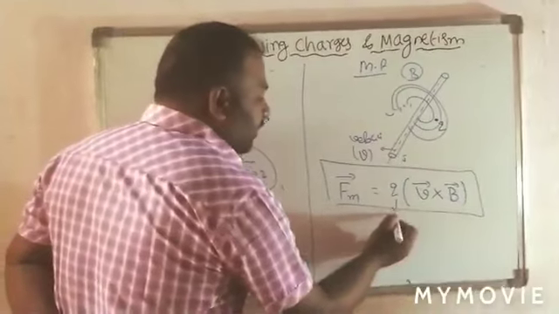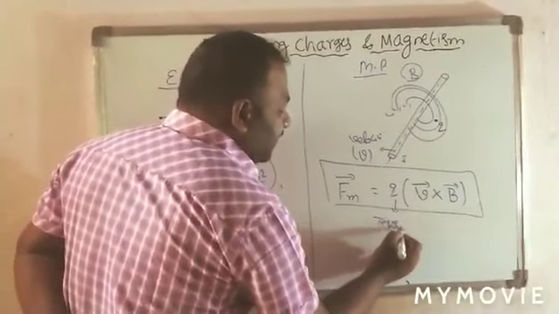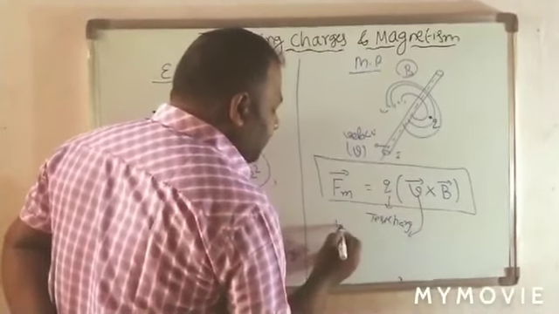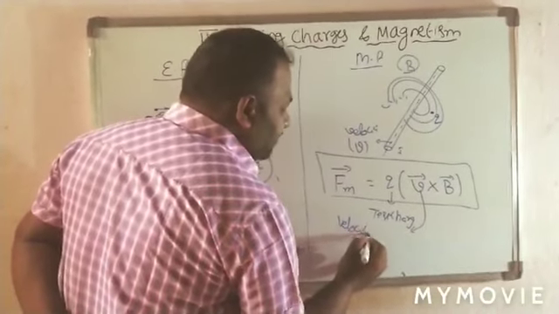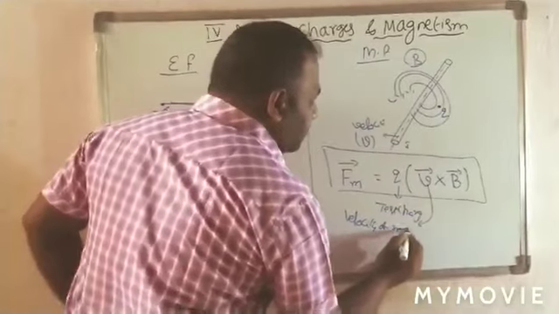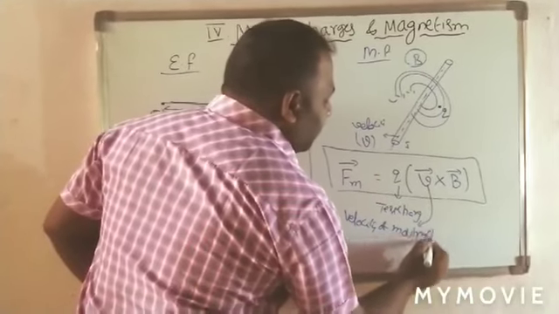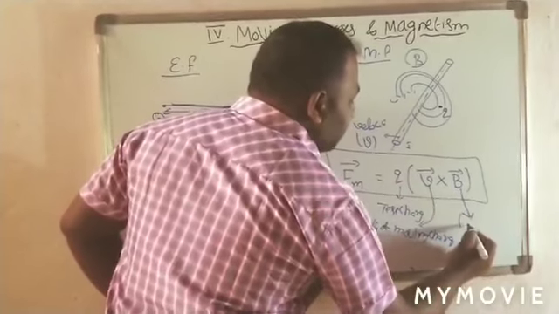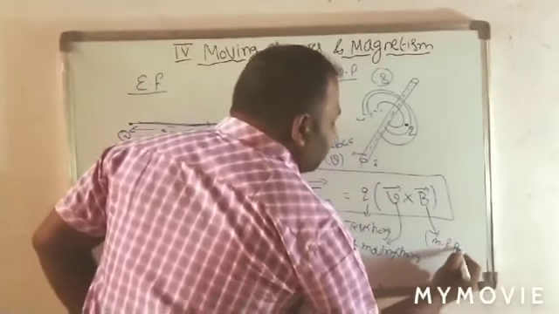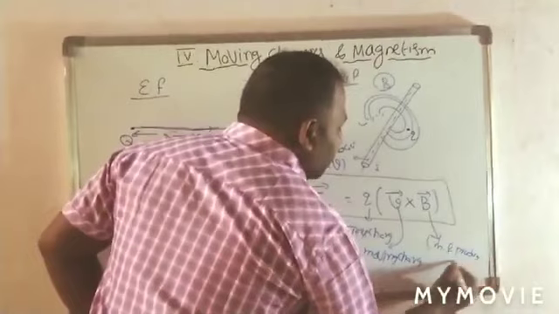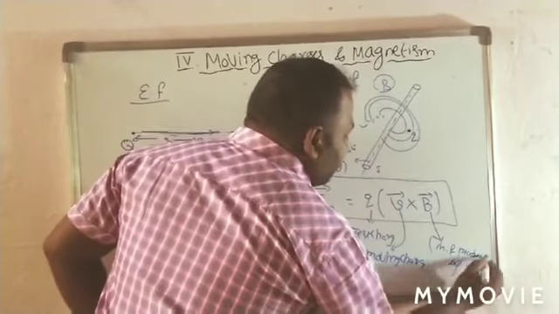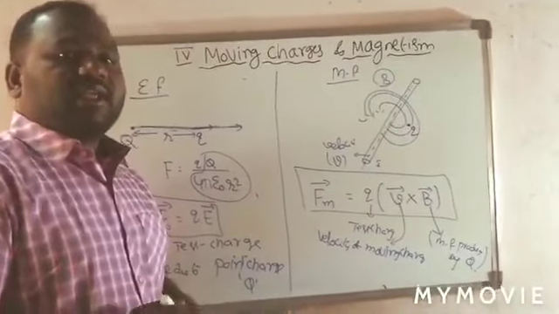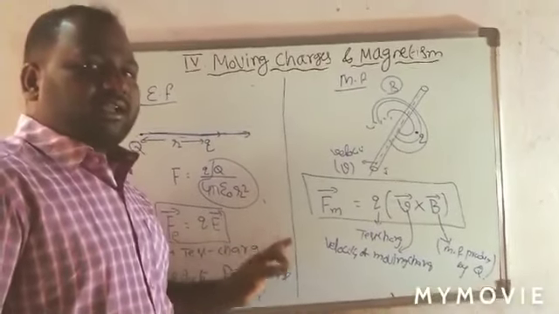Here small q is nothing but the test charge which we placed, and here V bar is nothing but the velocity of the moving charge in the conductor, and here B bar is nothing but the magnetic field produced by the moving charge Q. So these are the terms which are related to the electric force and magnetic force.